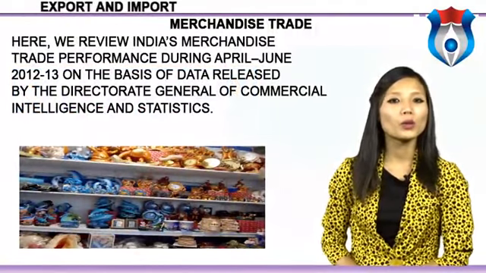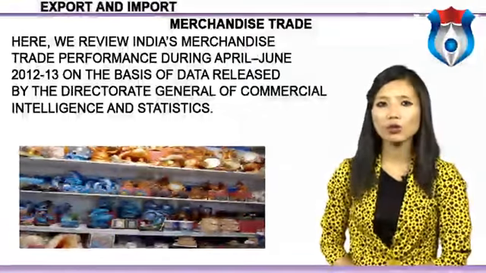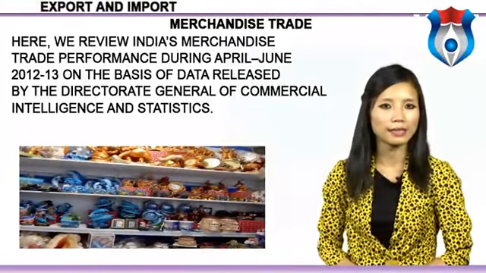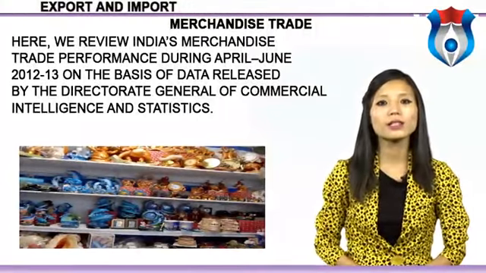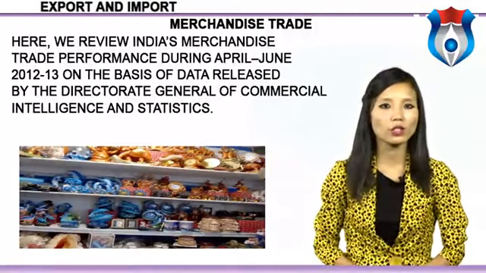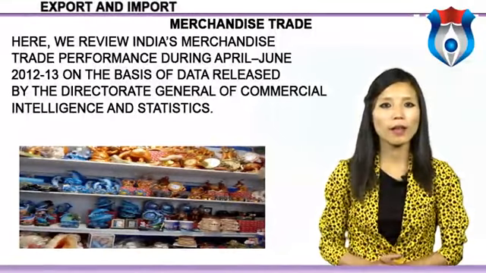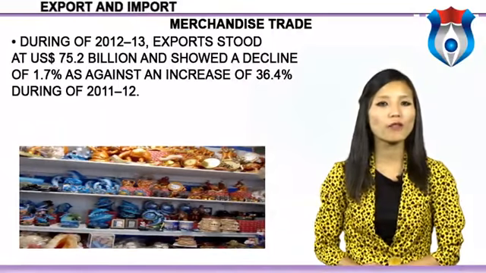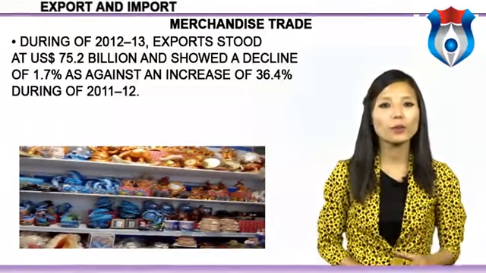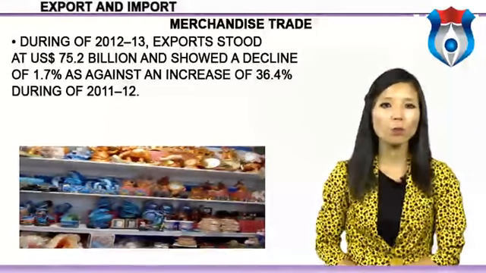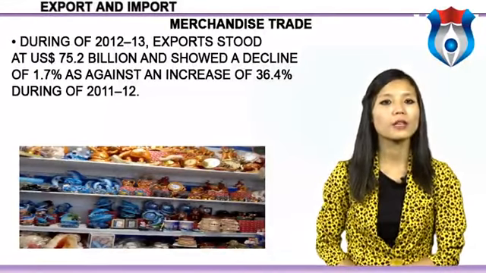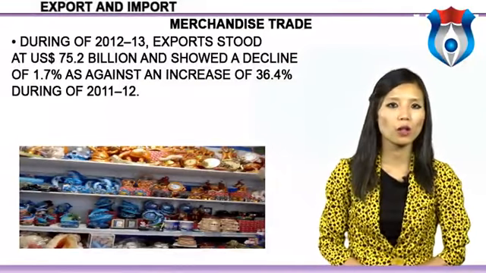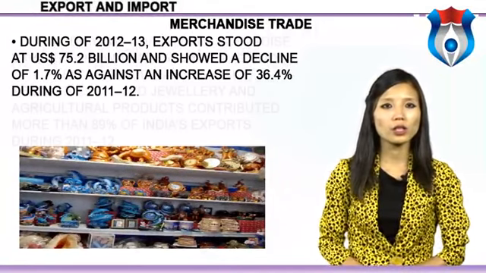Merchandise trade. Here we review India's merchandise trade performance during April to June 2012-13 on the basis of data released by the Directorate General of Commercial Intelligence and Statistics. It also analyzes disaggregated commodity-wise and direction-wise details for the year 2011-12. During April to June 2012-13, exports stood at US $75.2 billion and showed a decline of 1.7% as against an increase of 36.4% during April to June 2011-12. Significant deceleration in export performance recorded in the second half of 2011-12 continued during April to June 2012-13.